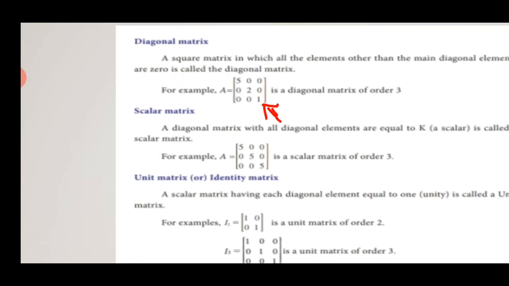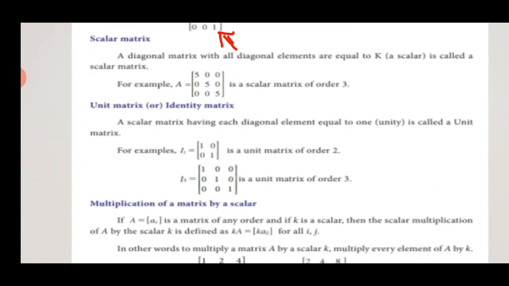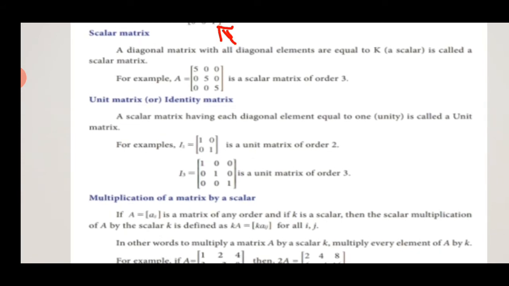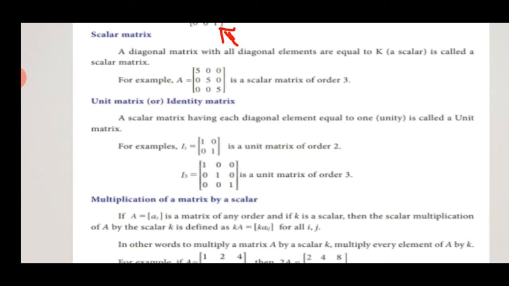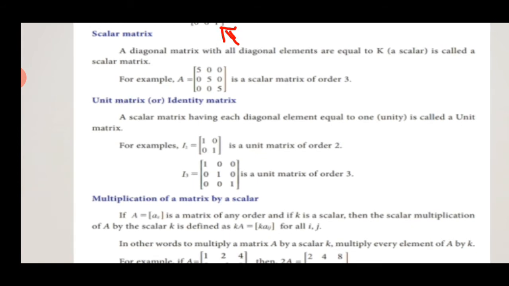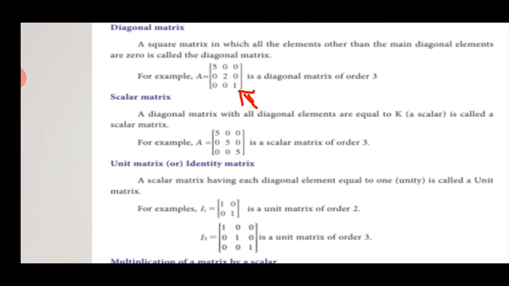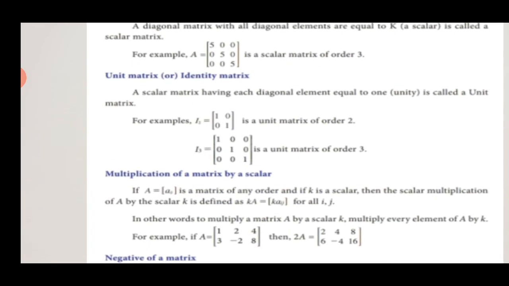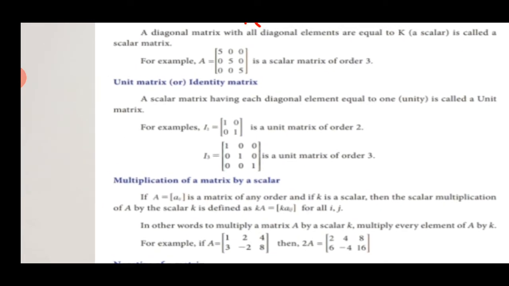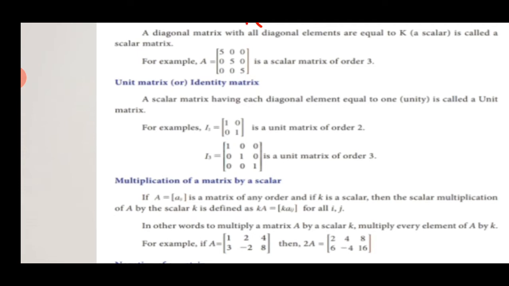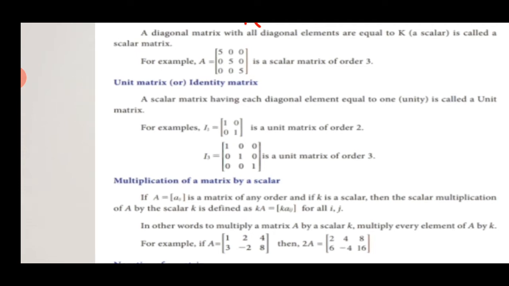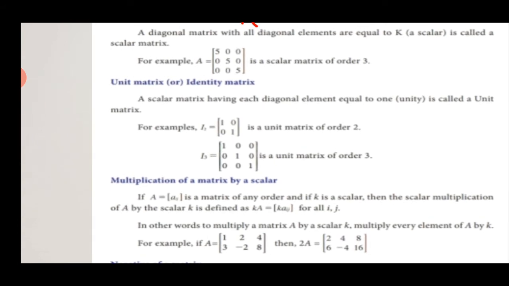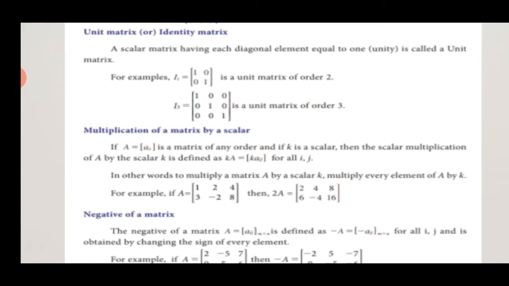Now the next one is scalar matrix. So what is a scalar matrix? A diagonal matrix with all the diagonal elements equal to k, that is, the same constant, is called a scalar matrix. So a scalar matrix is basically a diagonal matrix in which all the entries in the diagonal are the same. You can see 5 5 5, right? So it is basically a diagonal matrix and all the diagonal elements are the same, so it is called a scalar matrix, right?